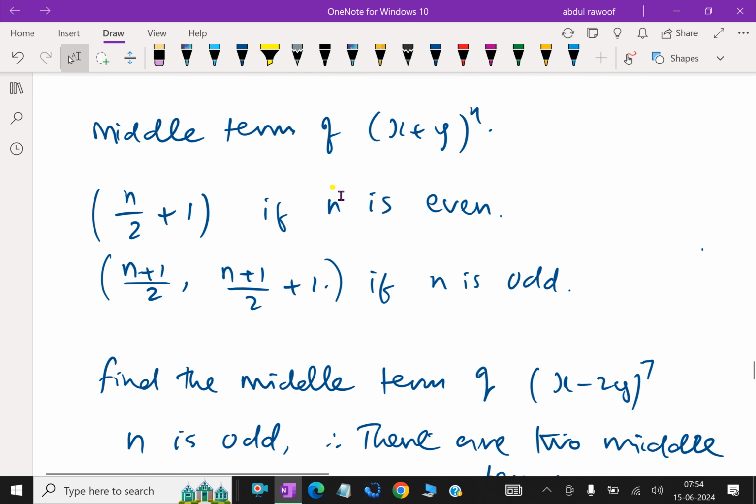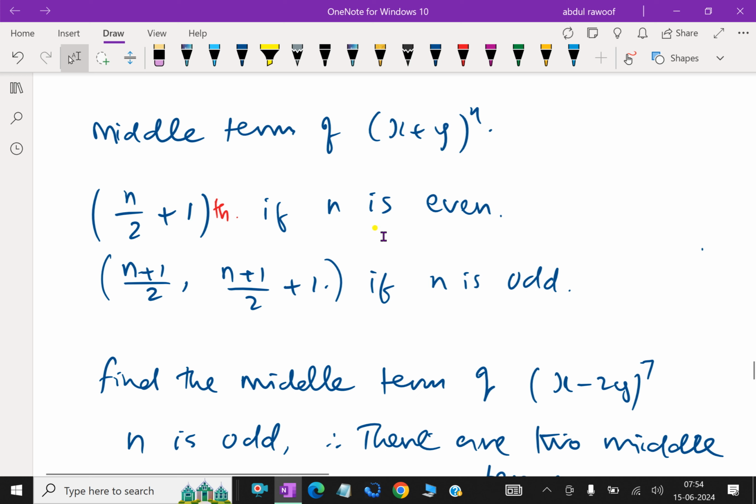Next we'll discuss the middle term of (x plus y) whole power n. There are two choices: one middle term or two middle terms. If n is even, there is only one middle term, that is the (n over 2 plus 1)th term.